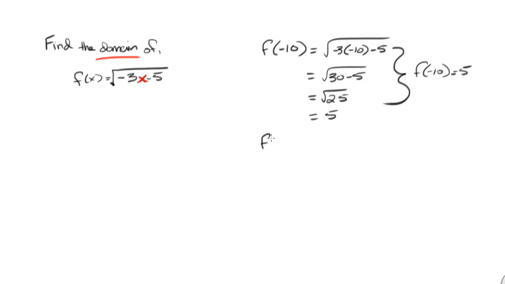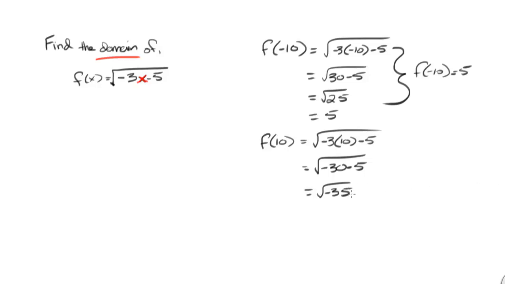Let's try this with a positive 10. If I plug in a positive 10 into this function, what I'll get is the square root of negative 3 times 10 minus 5 equals the square root of negative 30 minus 5 equals the square root of negative 35. Now this is an issue because I can't take the square root of negative numbers when I'm dealing with real numbers right here. If we're dealing with complex or imaginary numbers, we'd have no issues here. So what we would say is x equals 10 is not in the domain.